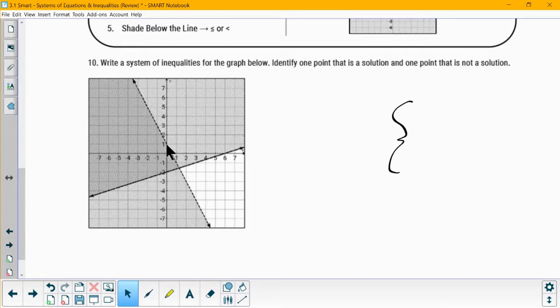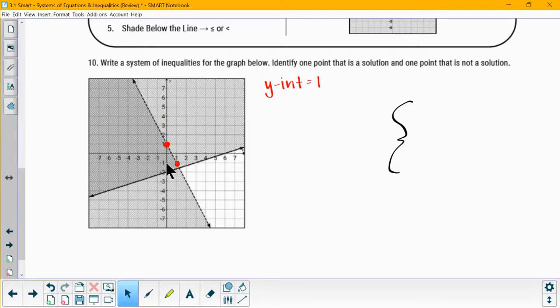So my y-intercept is right here at 1. So I have a y-intercept of 1. And then you're going to want to identify some pretty points so that you can figure out what the slope is. So my next pretty point that I see is right here at 1, -1. So I can tell my line is going down 2 over 1.